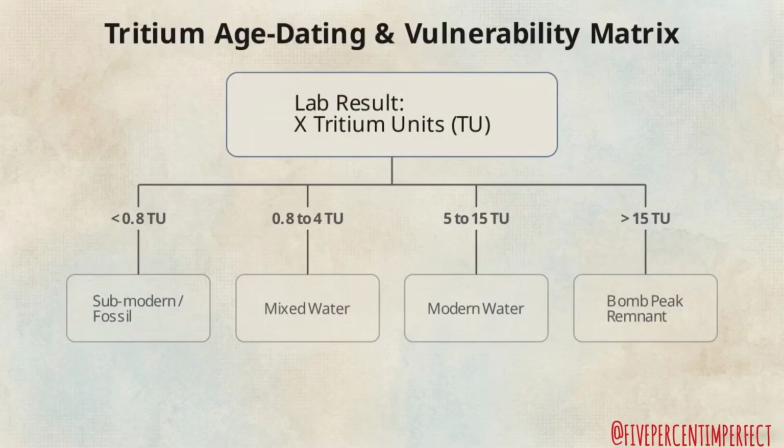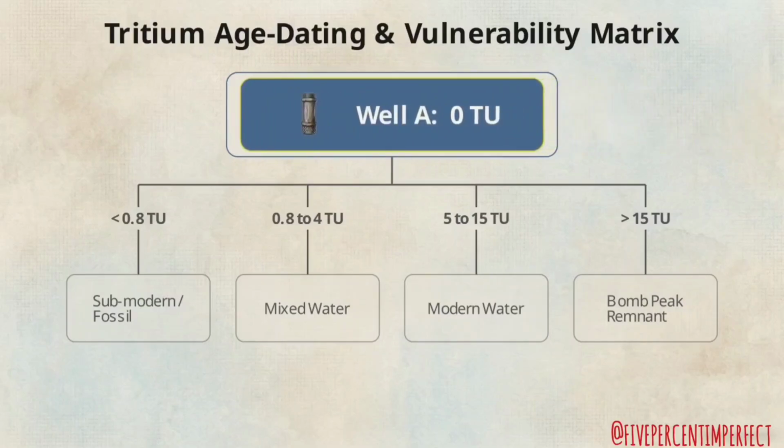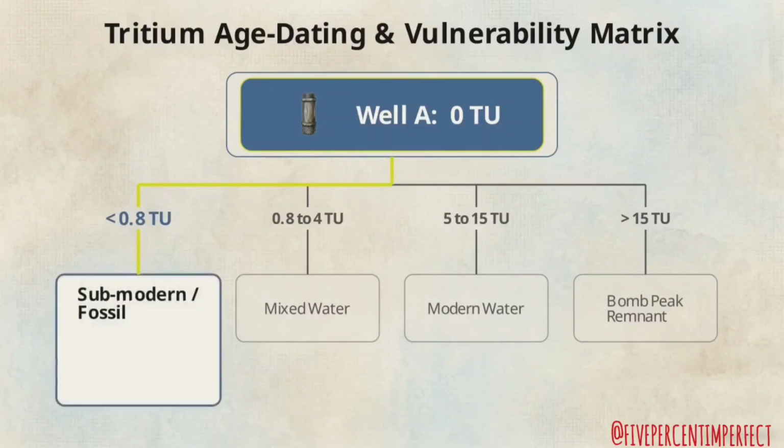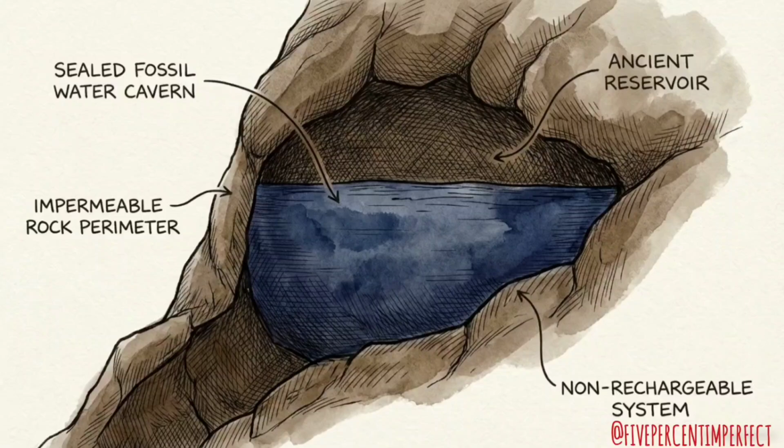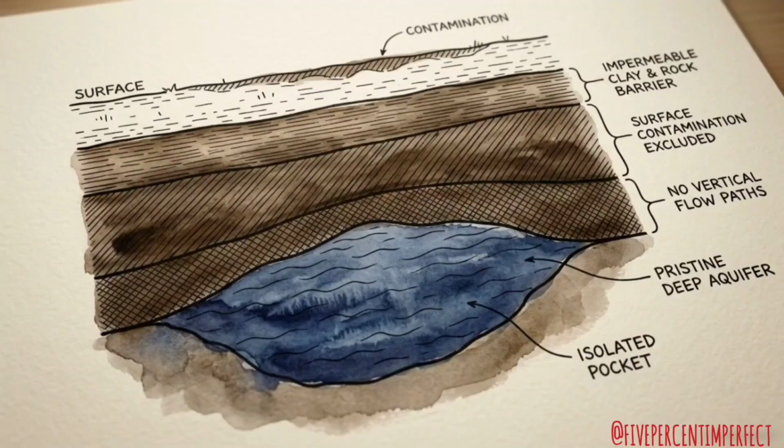This tool allows us to categorize each well based on its specific tritium units. Look at well A. The lab returned a result of 0 tritium units. Following the logic branch for values below 0.8 TU classifies the sample as submodern, or fossil water. This means the water recharged prior to 1950. It has been sealed underground for so many decades that all measurable tritium has decayed away.